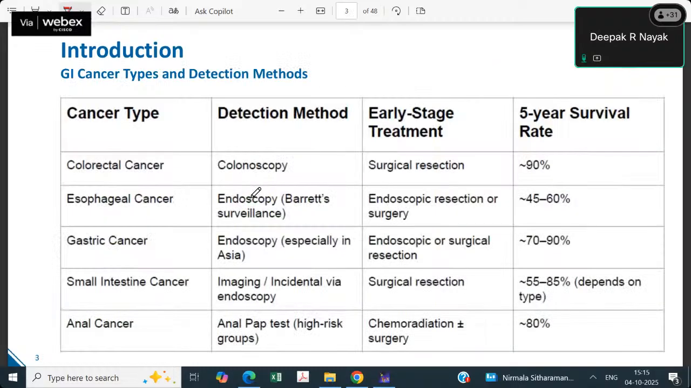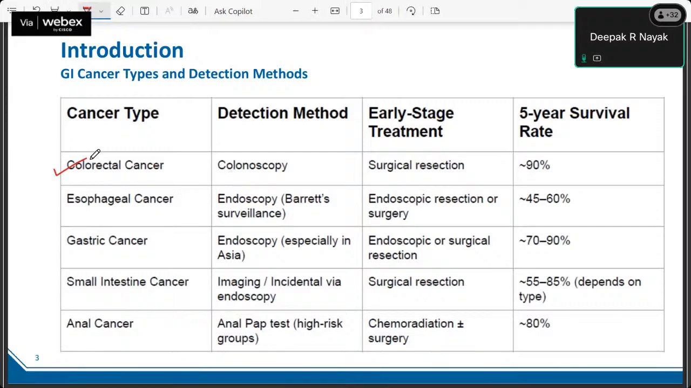For different types of GI cancers, we have different approaches to detect them. Colorectal cancer, which is the focus of today's session, is detected using colonoscopy. The most important thing to note is that if we can detect colorectal cancer at an early stage, we can prevent this disease. You can see the 5-year survival rate is really high, that is 90%. So how is it being treated?